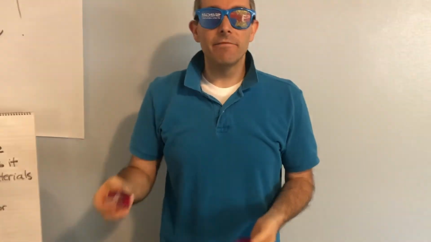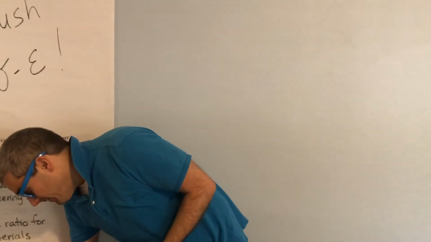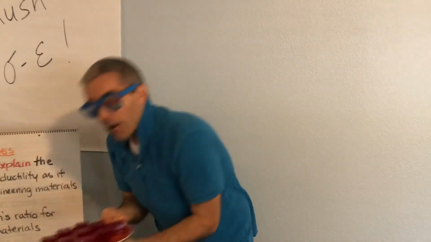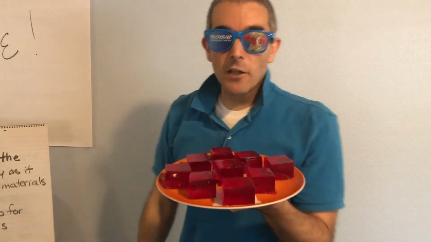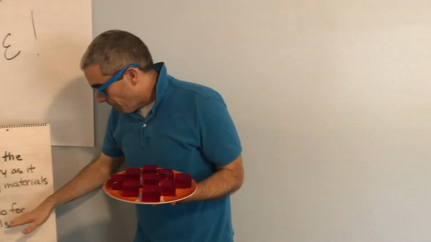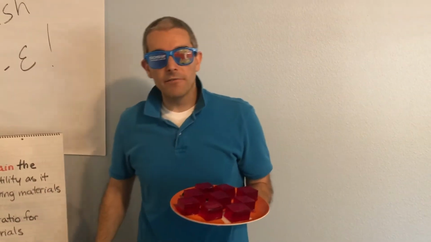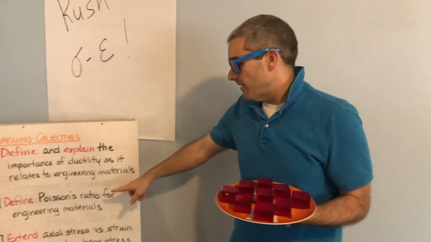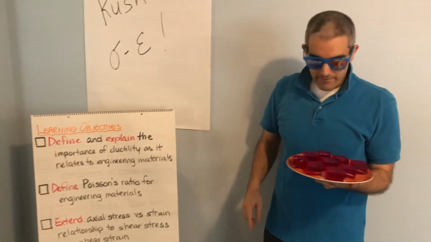Now that we've taken a look at some of the Jello, I got some Jello blocks that we can have. Any good fraternity knows that Jello blocks are where it's at. I've even made a few for you, and we're hoping that from these Jello blocks we can learn a little bit about defining Poisson's ratio for engineering materials. That was our next learning objective there.